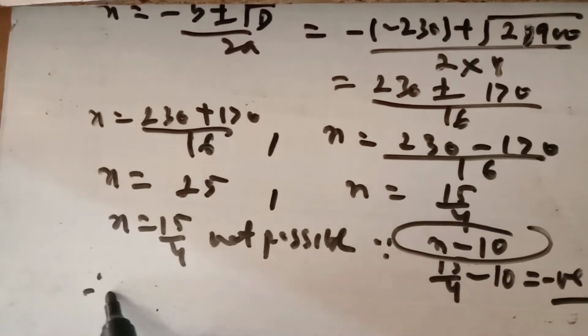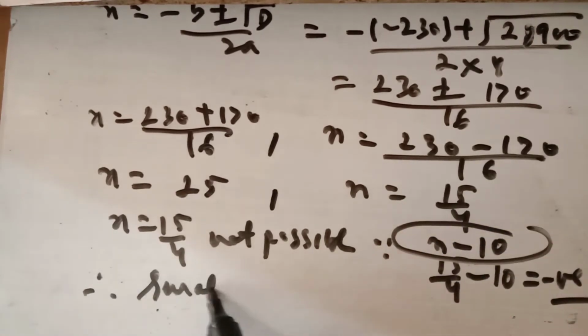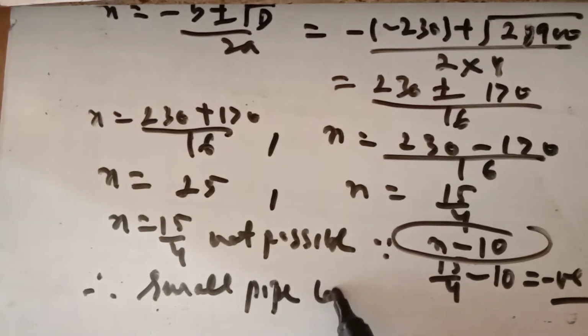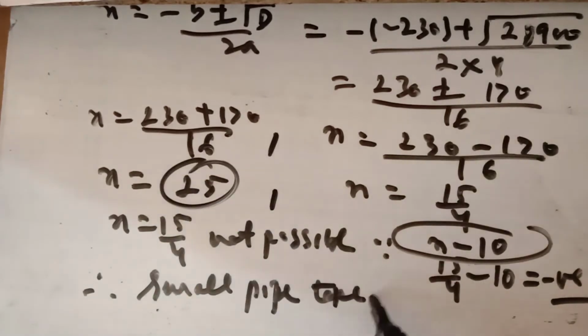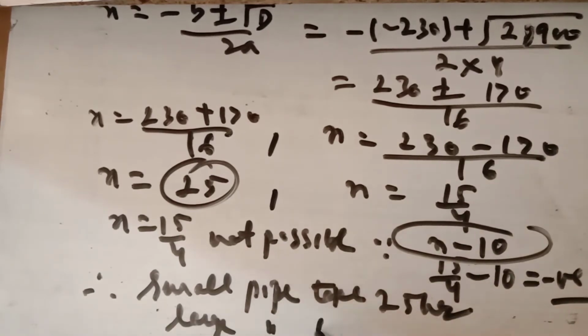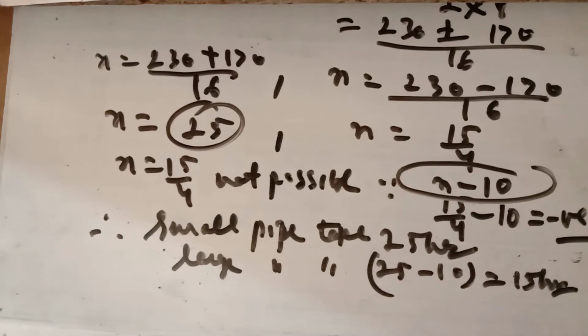So therefore, how many hours does the small pipe take? This is 25 hours, and the large pipe takes 25 minus 10, which is 15 hours, to fill the tank. So this is a good question which is based on the quadratic formula. I have solved the quadratic equation here by the quadratic formula.